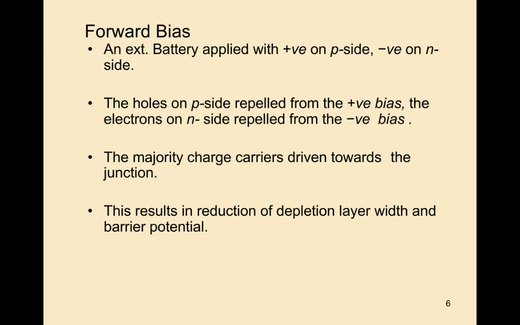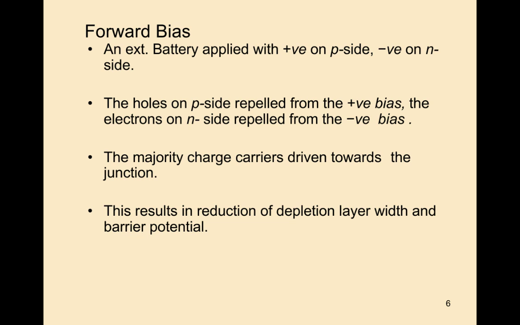So when we apply the external supply, battery positive terminal to the P side and negative terminal to the N side, the holes on the P side repel from the positive bias. The electrons from the N side repel from the negative bias. The majority carriers are driven towards the junction. That means only majority carriers move towards the junction. So what are the majority carriers in the P side? Holes. What are the majority carriers in the N side? Electrons. So these two move towards the junction, and recombination takes place.